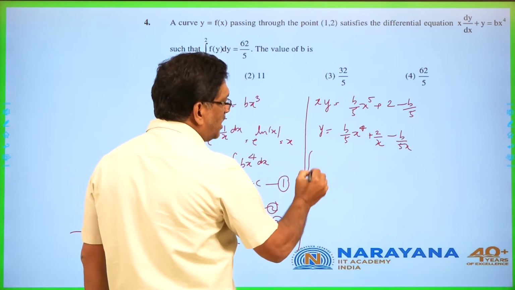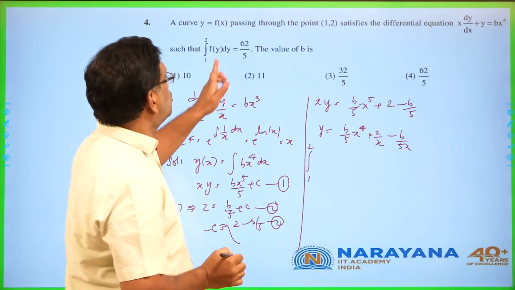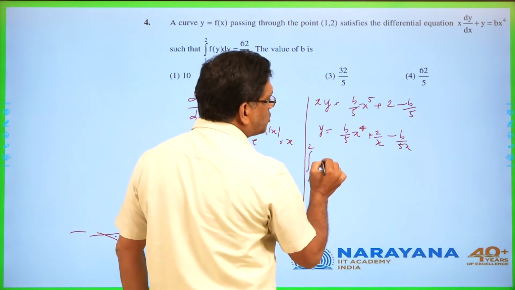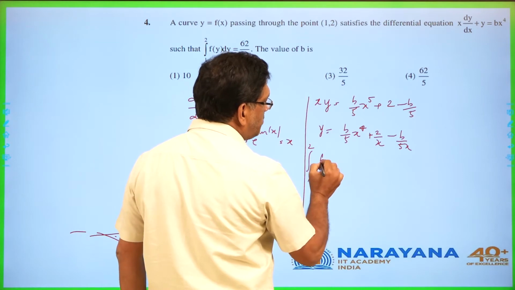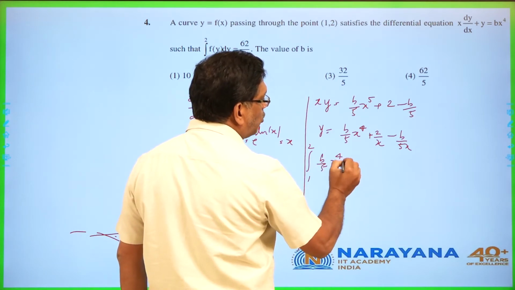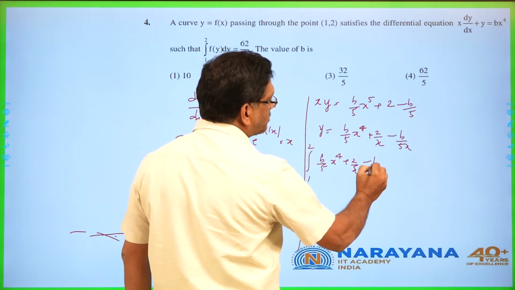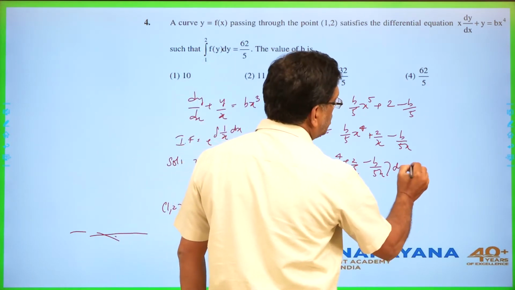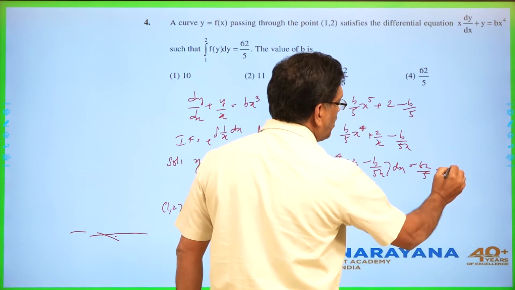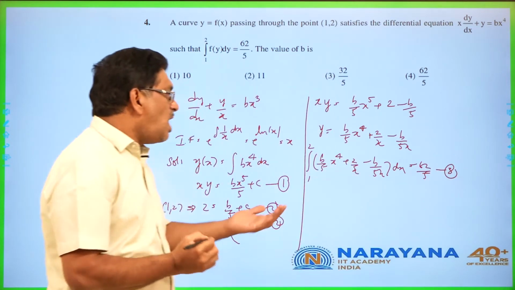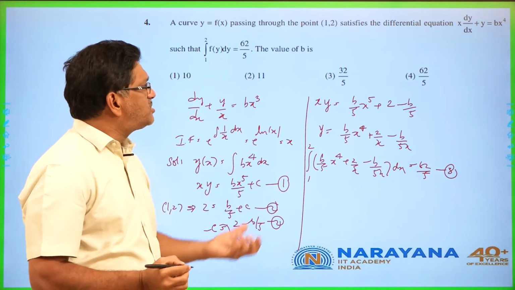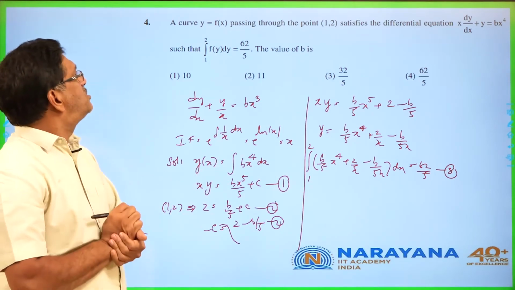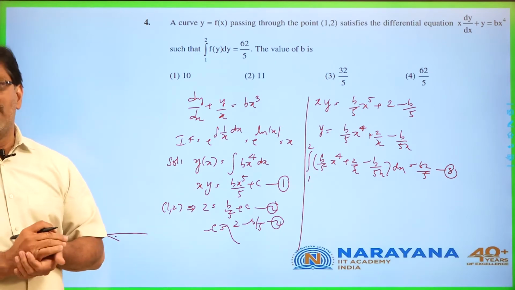He has given that the integration from 1 to 2, not f of y, it is f of x dx only. Let us substitute this one: b by 5 x power 4 plus 2 by x minus b by 5x dx. This value he has given as 62 by 5. If you solve, ultimately it is an equation in terms of only one variable. Easily we will be getting it, right? This is how we can solve the differential equation.